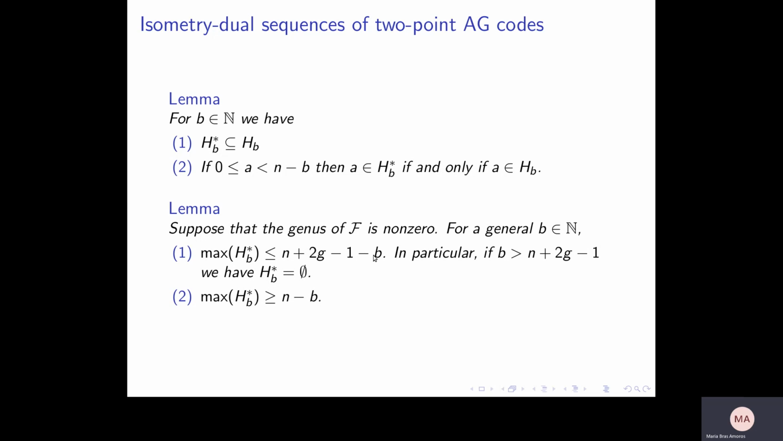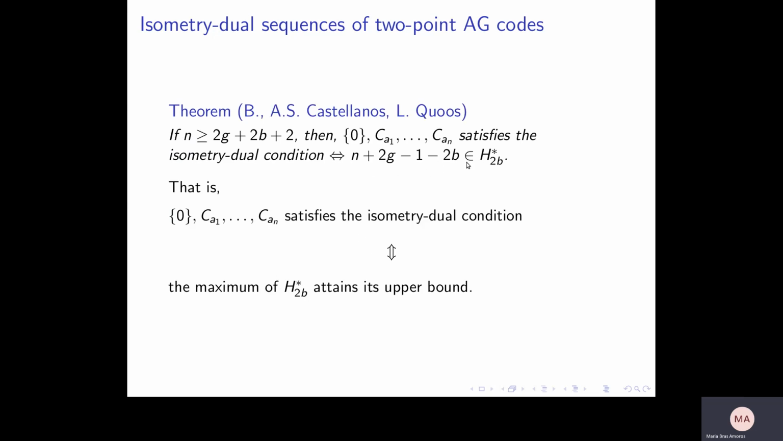So if here we say that n plus 2g minus 1 minus 2b is in H2b star, this means that H2b star, its maximum, attains the maximum given by the bound. So we have the Isometry-dual condition if and only if the set H2b star attains its upper bound.